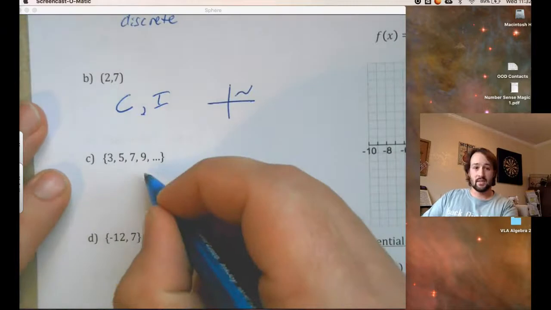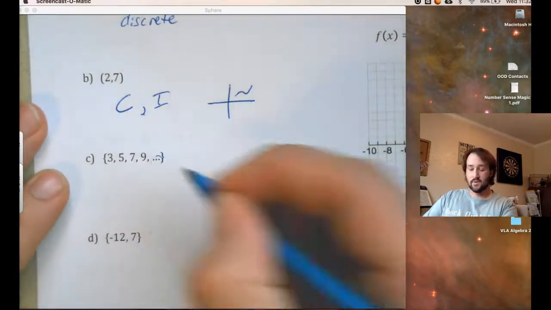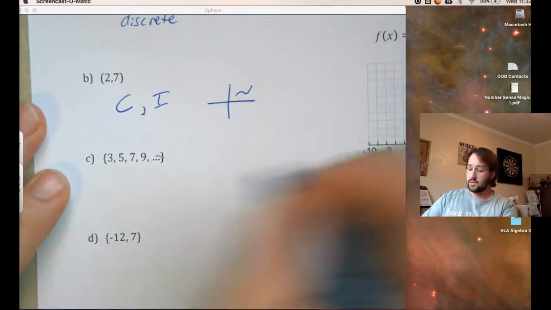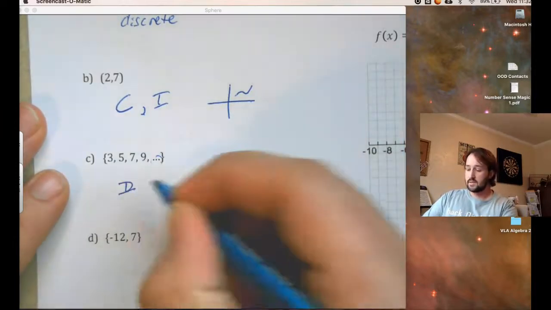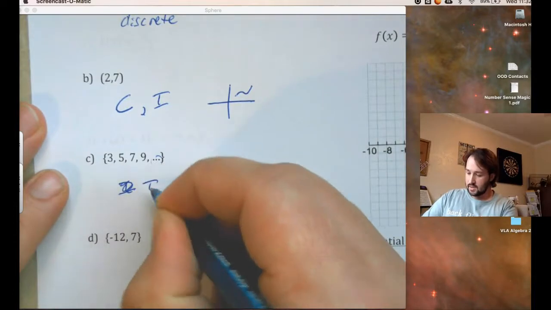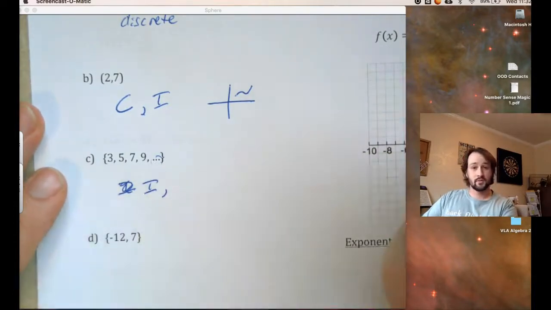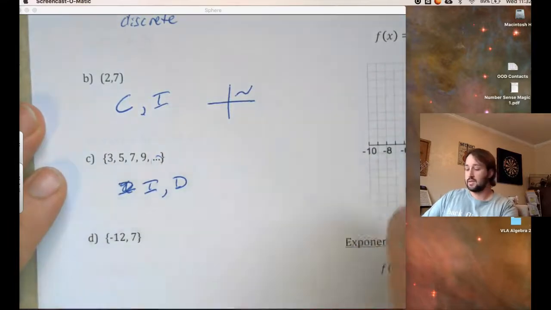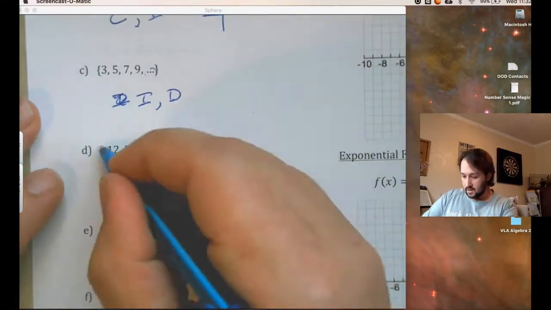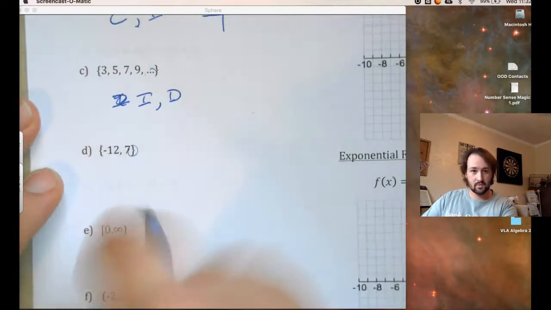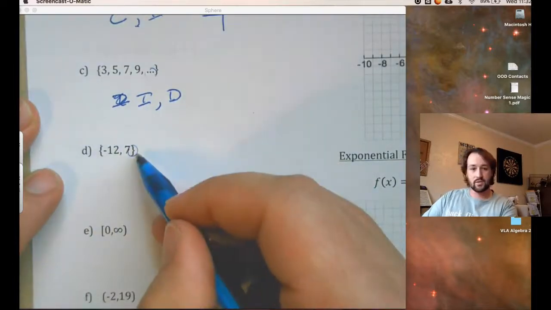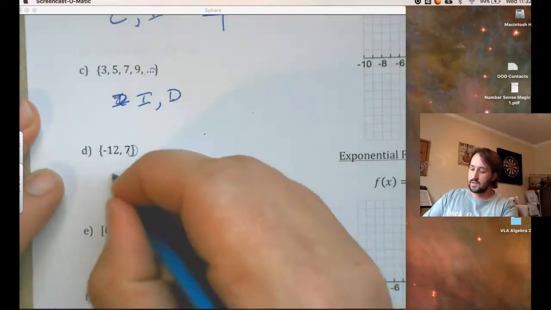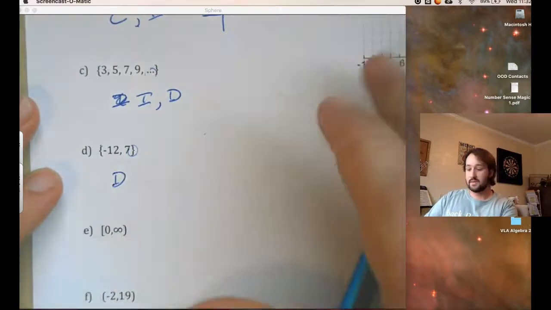All right, part C. Notice these ellipses right there. The ellipses just mean that this keeps going on forever and ever. So that automatically makes it infinite. This is also discrete because it has a bunch of breaks in the graph. So infinite and discrete. From negative 12 to 7, notice I almost messed up. These little brackets just mean it's negative 12 and 7 that are included. So this is discrete and it is not infinite. That's the only thing it is.